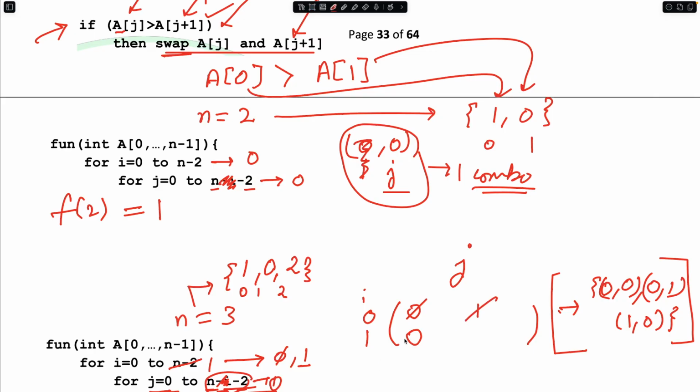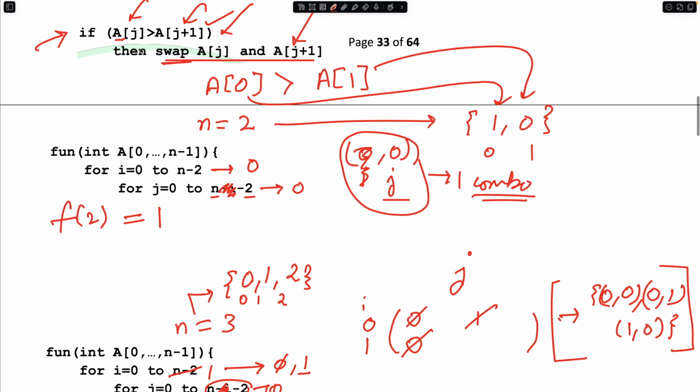Now for j is equal to 0 again, we are comparing these two quantities. Is 1 greater than 0? Oh, yes, 1 is greater than 0, so another swap is performed. So for all 3 entries, for all 3 combos, swaps were performed. So this if condition does not really restrict us over here.